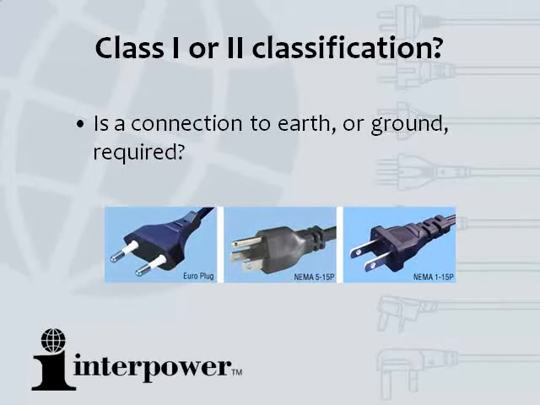The second and third images show the common Class 1 NEMA 5-15 and Class 2 NEMA 1-15 plug types used in North America. Though the 1-15 has no earth or ground pin, it is polarized, meaning it can only be pushed into the socket in the correct way due to the sizing of the two blades.